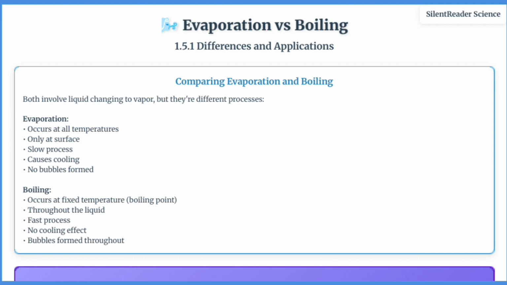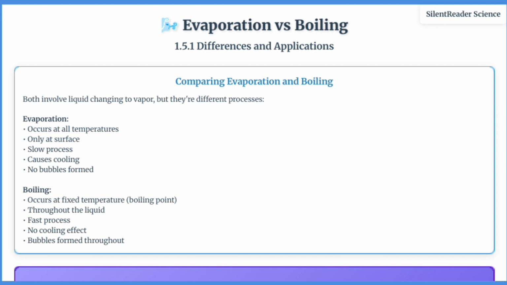Finally, let's compare evaporation and boiling. Both involve liquid changing to vapor, but they're different processes. Evaporation occurs at all temperatures, only at the surface, is a slow process, causes cooling, and doesn't form bubbles. Boiling occurs at a fixed temperature, throughout the liquid, is a fast process, doesn't cause cooling, and forms bubbles throughout the liquid. Understanding these differences helps us use these processes effectively.